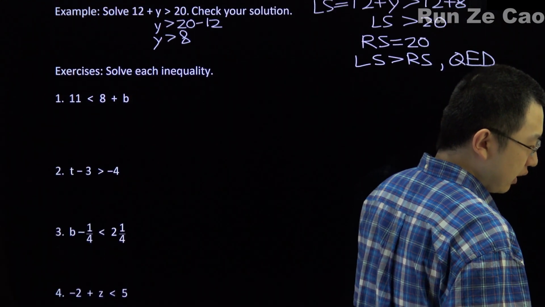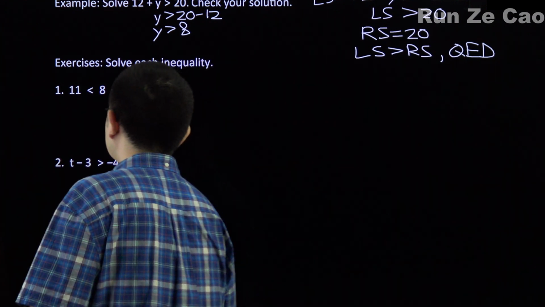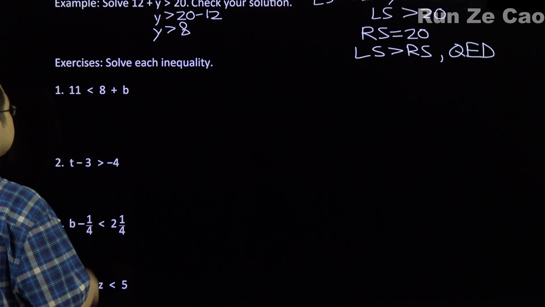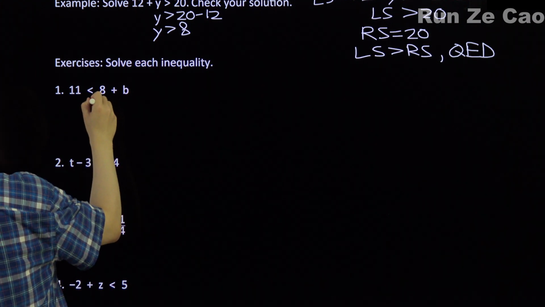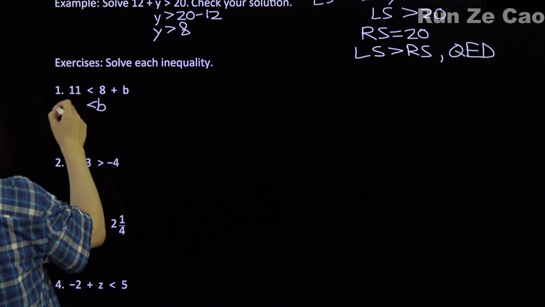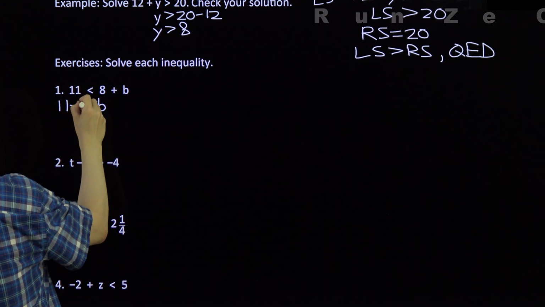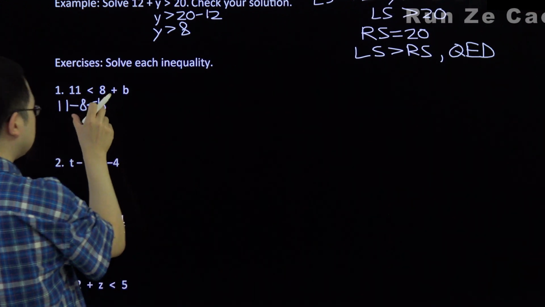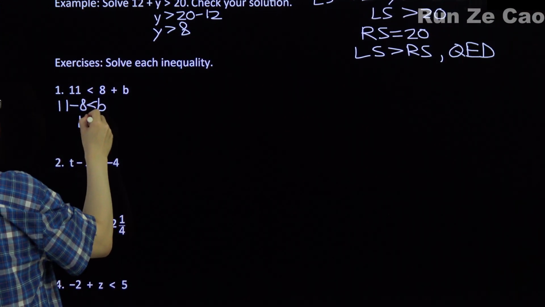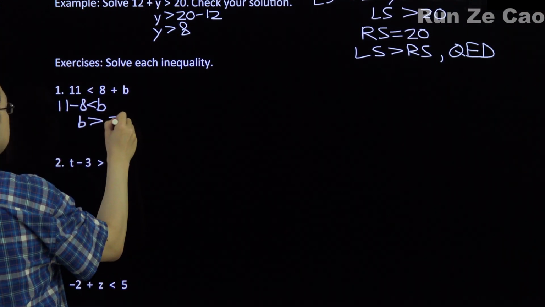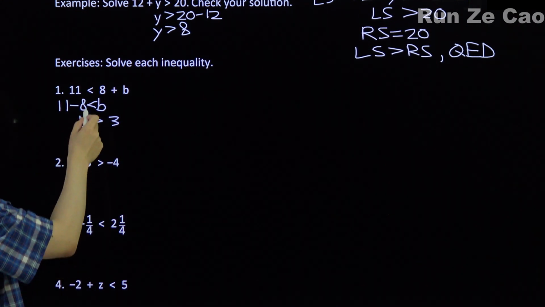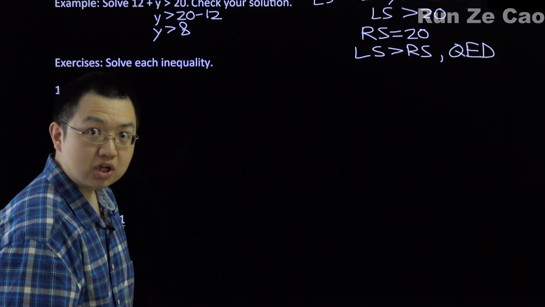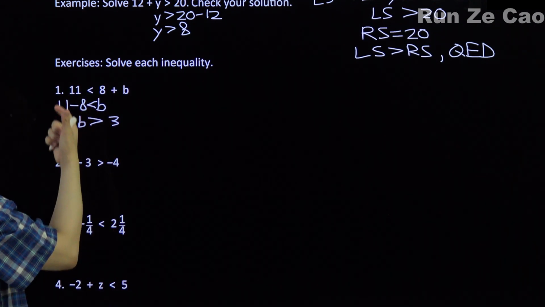Exercises. Solve each inequality. 11 is less than 8 plus b. That means b is greater than 11 minus 8. Now what happens if we want to switch the direction? So switch the sides. Oh, b is still greater than 11 minus 8, which is 3. But you notice that the direction of the arrow has changed because we flipped the sides.